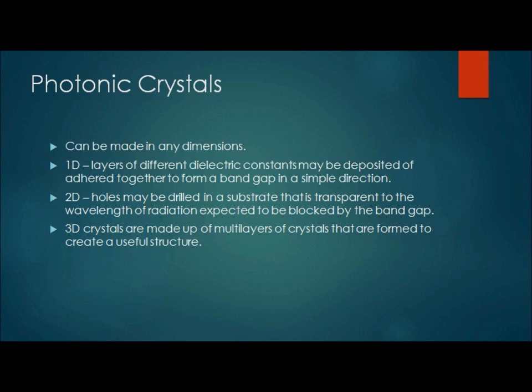Photonic crystals can be found in different dimensions. In one-dimensional crystals, layers of different dielectric constants may be deposited or adhered together to form a band gap in a single direction. These crystals are isotropic or anisotropic and can be used as an optical switch. In 2D, holes may be drilled in a substrate that is transparent to the wavelength of radiation that is expected to be blocked by a band gap. Usually square and triangular lattices of holes are used.